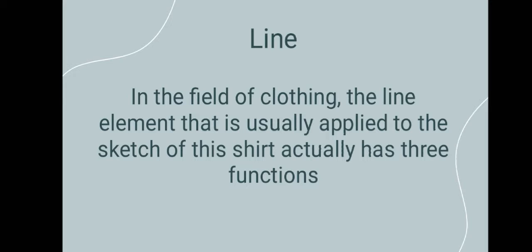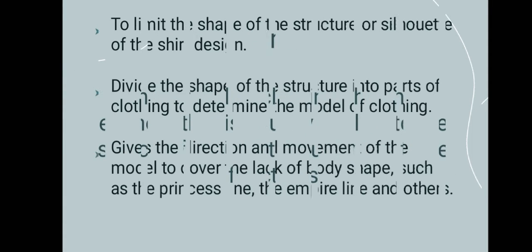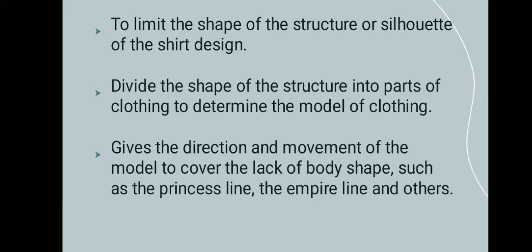First, line. In the field of clothing, the line element that is usually applied to the sketch of a shirt actually has three functions. This function is to limit the shape of the structure or silhouette of the shirt design. Divide the shape of the structure into parts of clothing to determine the model of clothing. Give the direction and movement of the model to cover the body shape, such as the Prince line and Empire line and others.